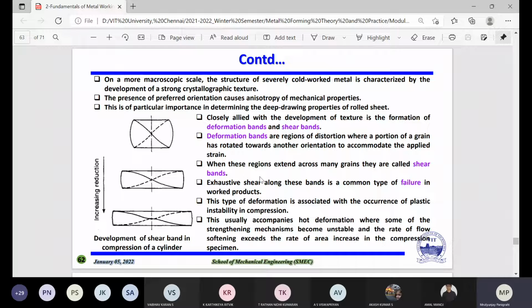But the moment those regions, whatever deformation bands we have, extend across many grains, the moment you are only considering one, but the moment we are considering across many grains, then these are known as the shear band. Okay, but after that, exhaustive shear along these bands is a common type of failure in worked products. So basically when we are talking about forging or maybe extrusion or maybe rolling, you are finding some deformation band because we are considering one initially, but later you cannot find only one because you have a lot of grains.